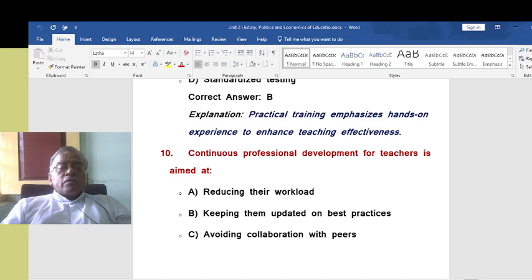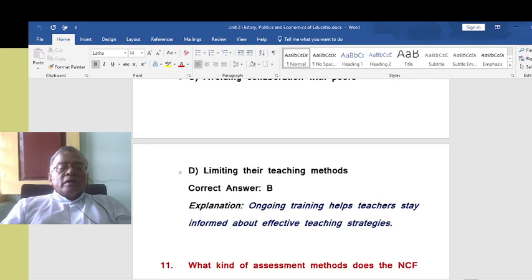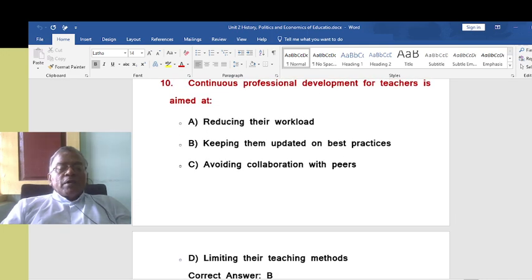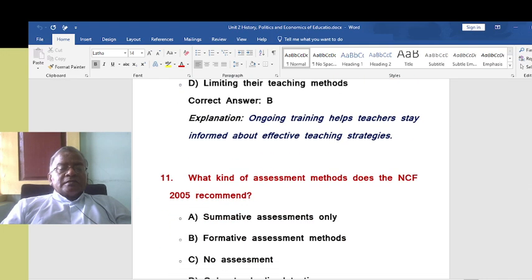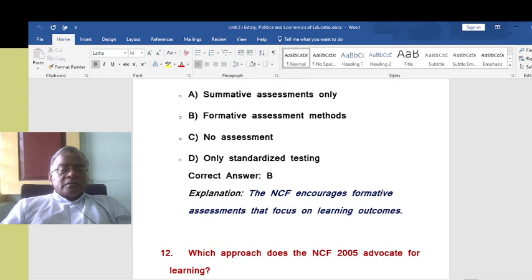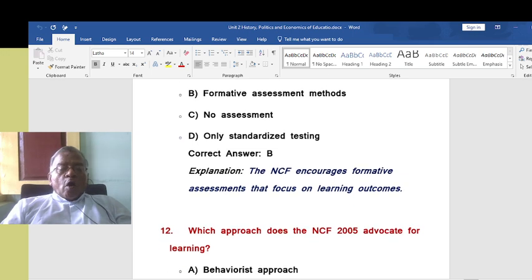Continuous professional development of teachers is aimed at what? That is, ongoing training helps teachers stay informed about effective teaching strategies, keeping them updated on best practices. What kind of assessment method does the NCF 2005 recommend? That is, formative assessment methods. The NCF encourages formative assessments that focus on learning outcomes.